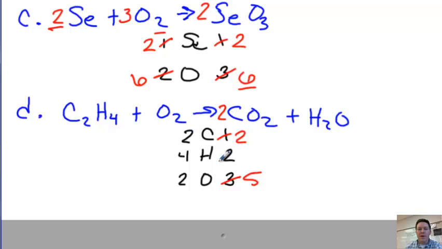Alright, so carbon's fixed, now I need to fix hydrogen. I've got 4 on the left, 2 on the right, so 2 times 2 would give me 4. But I'm also adjusting my oxygens again: 2 times 2 from CO2 gives me 4 oxygens, and then 2 times 1 from water gives me 2 oxygens, so I have 4, 5, 6 oxygens on the right. So carbon's good, hydrogen's good, now I just need to fix oxygen. Again, what times 2 is going to give me 6, and that would be 3.